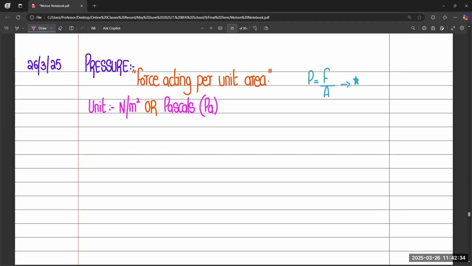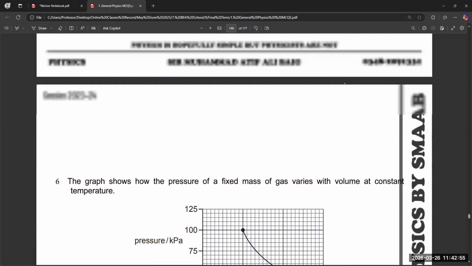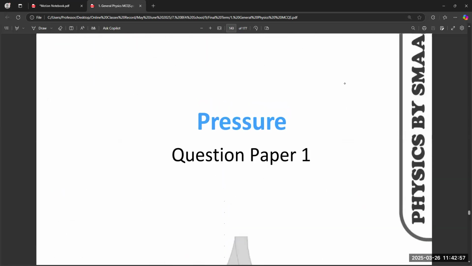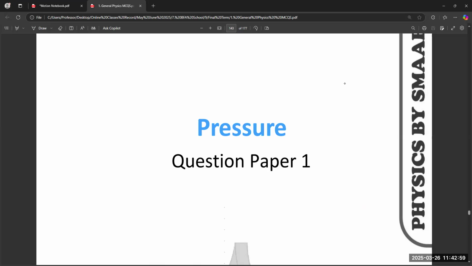And according to this definition, if we apply this formula, this is a very easy, very simple formula for pressure in solids. So we can apply this formula on the topic of pressure. So this is the chapter of pressure.